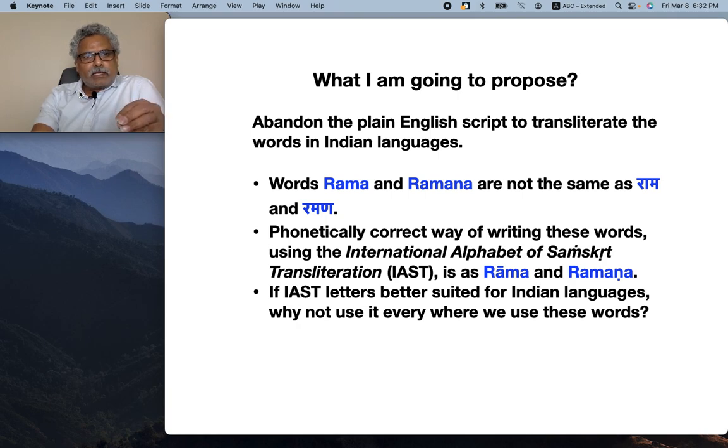What are the difficulties, or disadvantages, in using simple plain English letters to represent Indian languages? And my case is to use the IAST script for representing all the Indian languages.